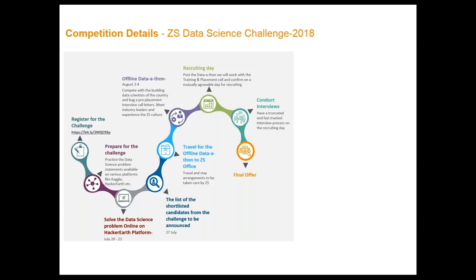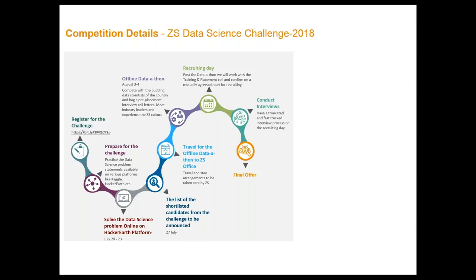So the idea is that we'd like you to travel for an offline datathon in our ZS offices across the globe. For those of you in India, it might mean India. For those of you in other parts of the globe, it might mean an office that's close to you, right? August 3rd and 4th are the dates that we are intending to do our offline datathon in our ZS offices. You would be competing with budding data scientists in those countries.